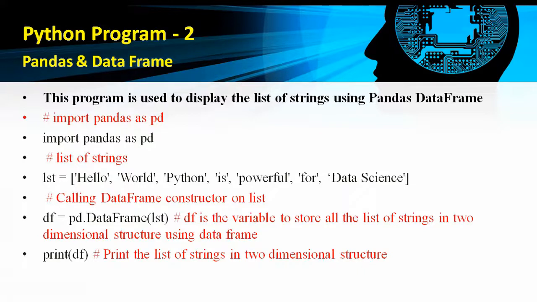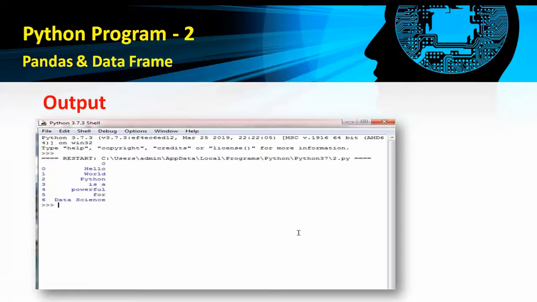Next, the next variable is df. df is the variable to store all the list of strings in a two-dimensional structure using a data frame. The last line is used to display or print the list of strings in a two-dimensional structure. This is the output of the Pandas DataFrame Python program. All the list of strings are displayed in tabular format. This is the output.